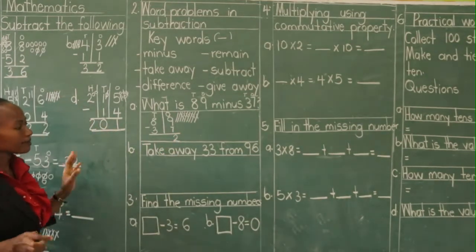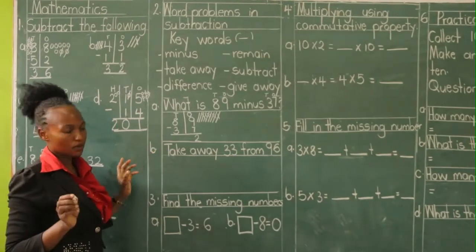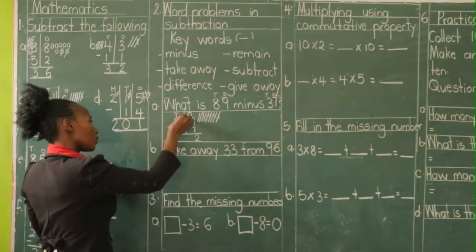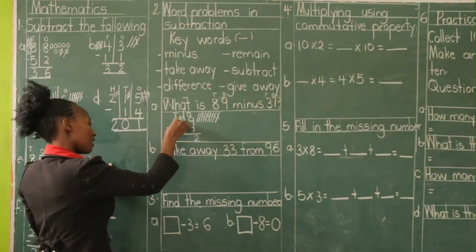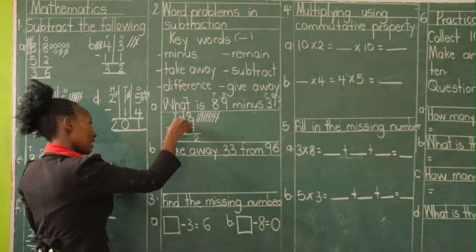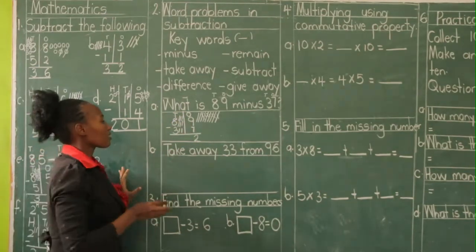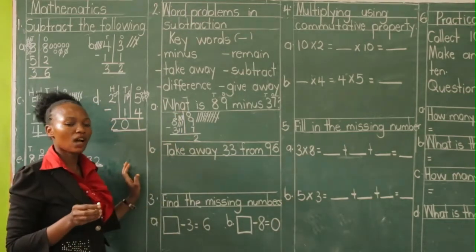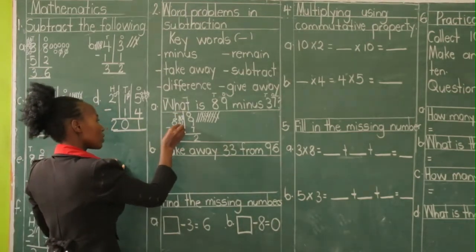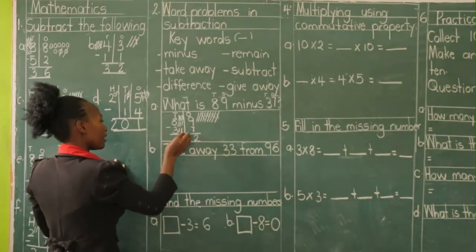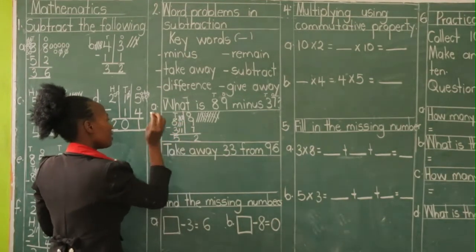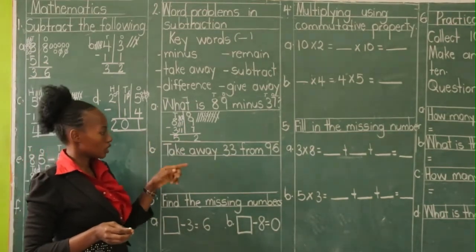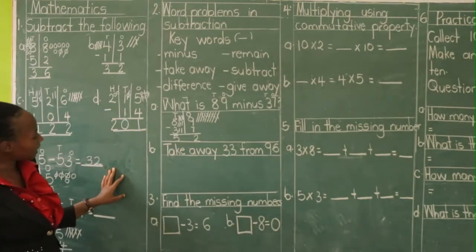Then we come to tens. There is 8, take away 3. Still we draw for 8: 8 sticks, 1, 2, 3, 4, 5, 6, 7, 8. We take away 3: 1, 2, 3. After, we count the remainder: 1, 2, 3, 4, 5. You remained with the 5. 89 take away 37, we get 52. Okay, let's look at the next example.